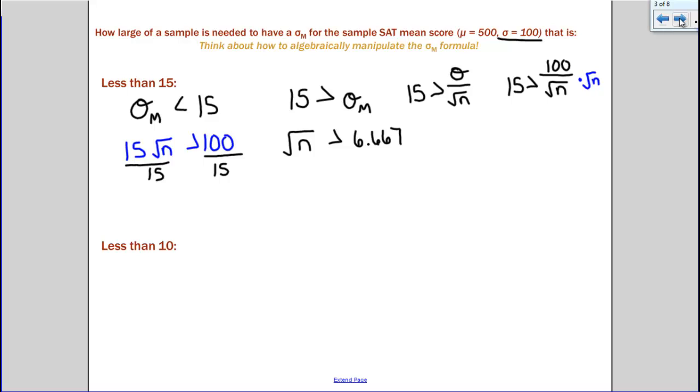Now, we want to have something that says n is greater than something, right? But we've got to get rid of this square root. So we can square both sides, right? We're doing the inverse operation. The inverse operation of square root is squaring.